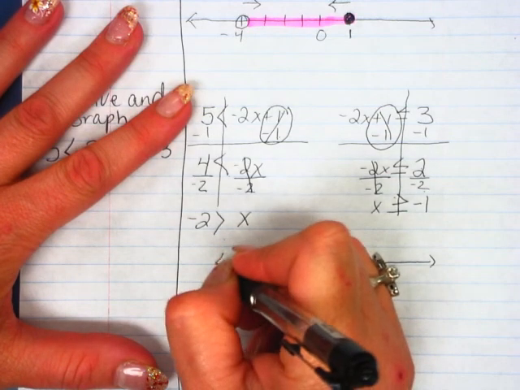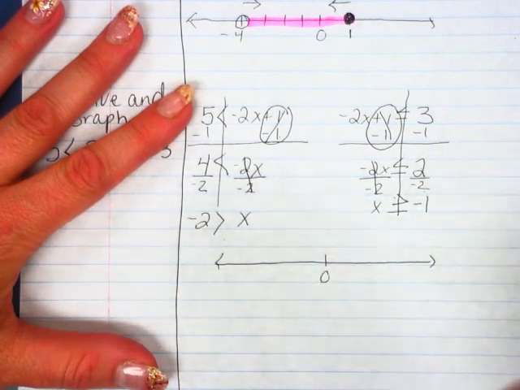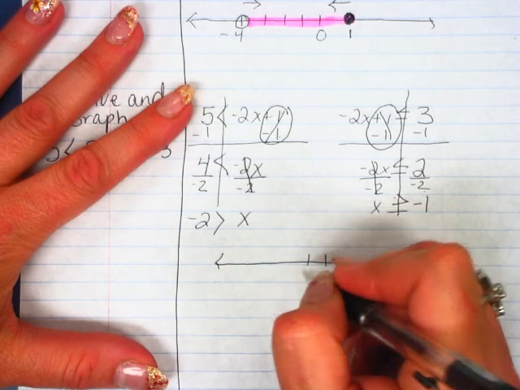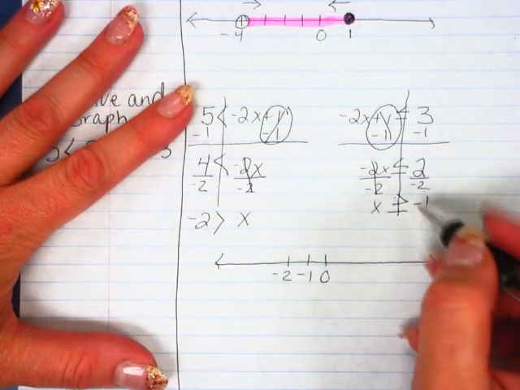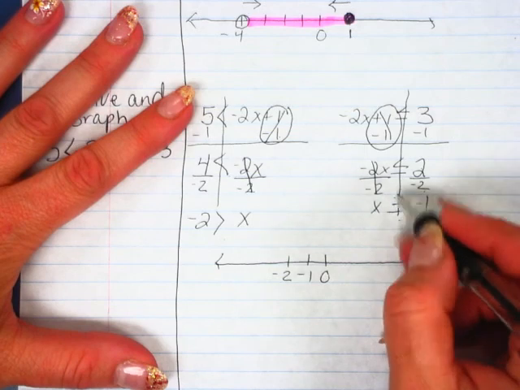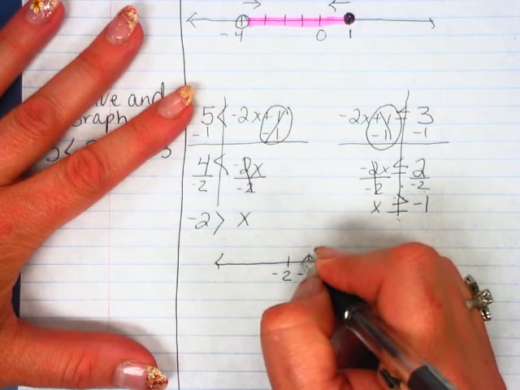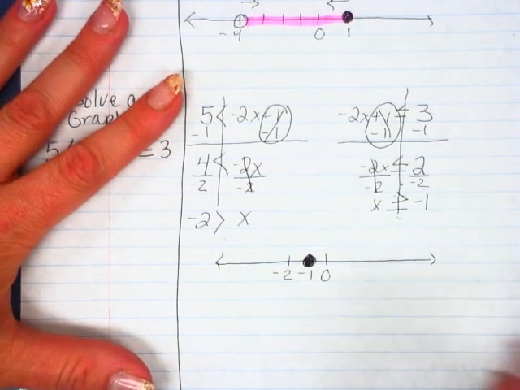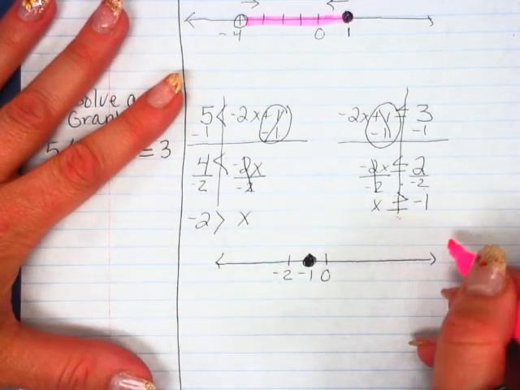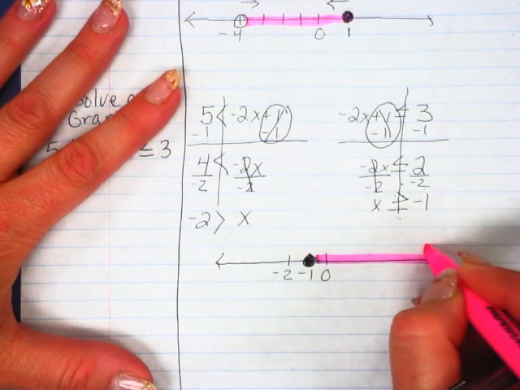So remember, we're looking for the conjunction. We're looking for where the two come together. So we've got negative 1 and negative 2. So I'm going to start with the easy one. X is greater than or equal to negative 1. We fill in the hole. It's a closed circle. And it's greater than negative 1. That would be over in this direction.